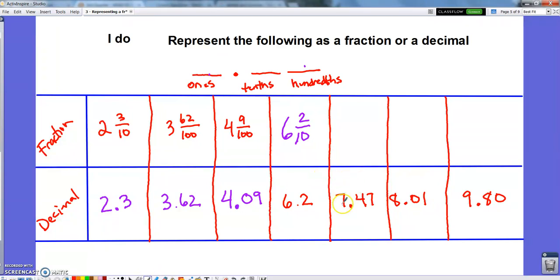This says 7 and 47 hundredths. As you get used to your place values, it's easiest to just write out the place values here and then write the number in there. 7 and 47 hundredths. If you do that, and you know the name of the tenths place and the hundredths place, then you just say it and write down what you just said. 7 and 47 hundredths. All right. Same thing here. I'm going to go ahead and write that up in my blank.